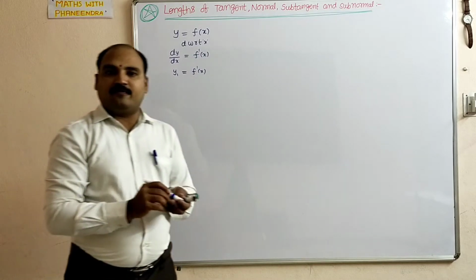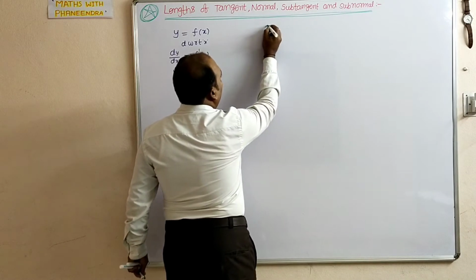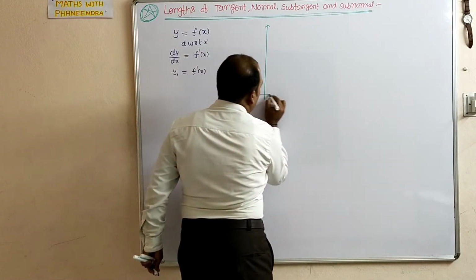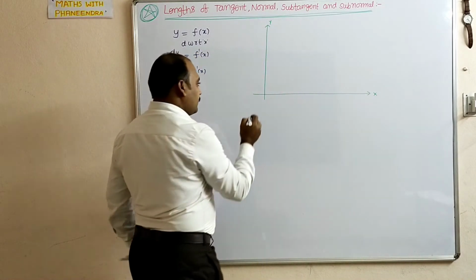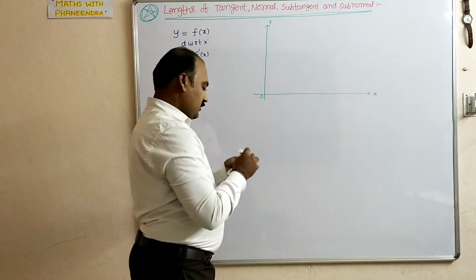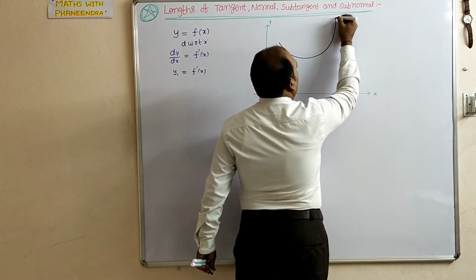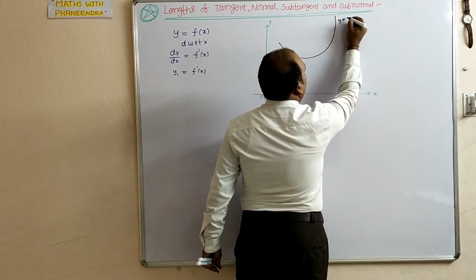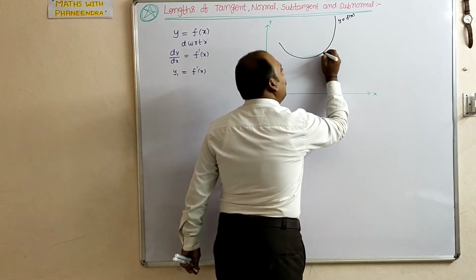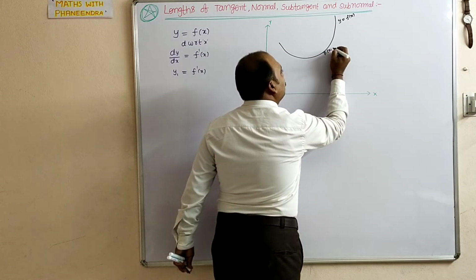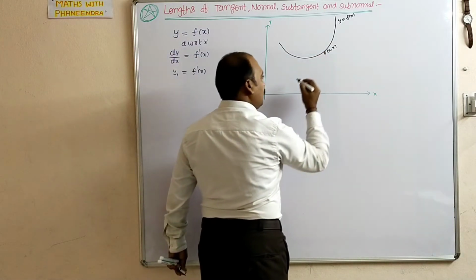See the figure I will draw. We are taking one curve. X-axis, y-axis. This is obviously origin, and this is the y is equal to f of x curve, and let us consider the point P of x1, y1 on the curve.